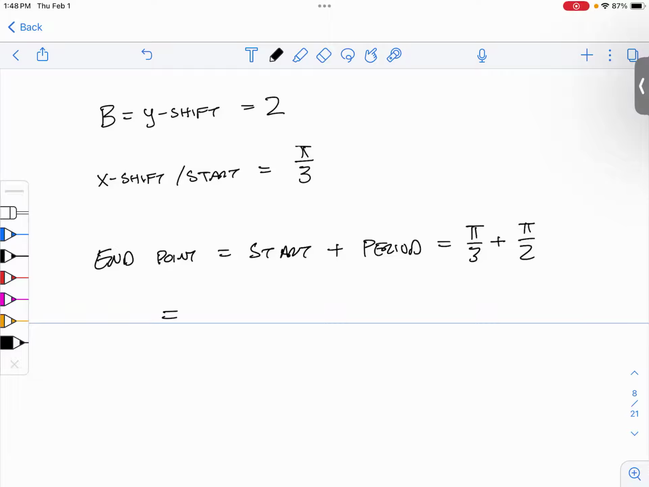Pi over 6 plus pi over 2. What's the common denominator? 6. Not a difficult concept at all. But when we have a pi in there, everybody just freaks out. So practice common denominators with pi's. All right, there's my ending point.